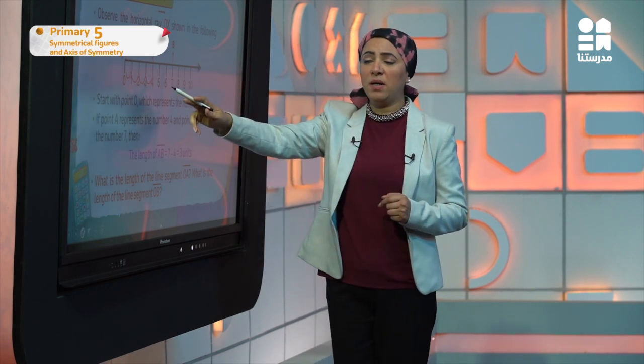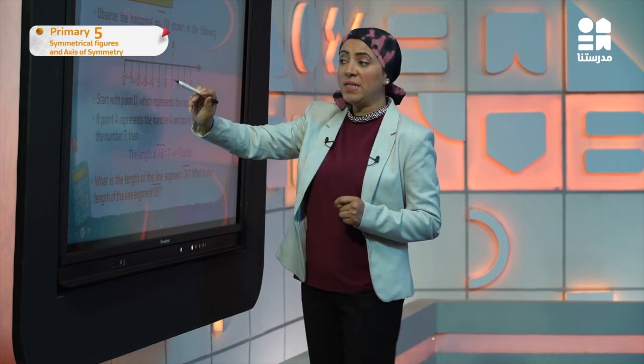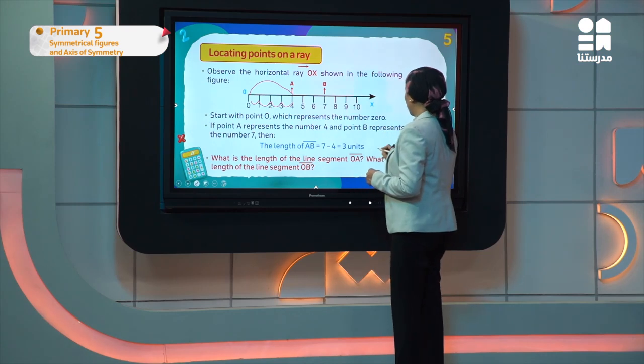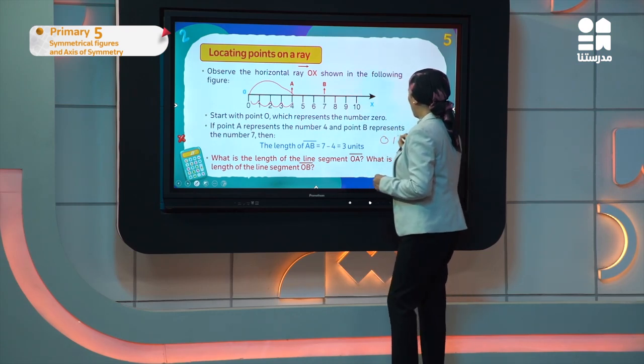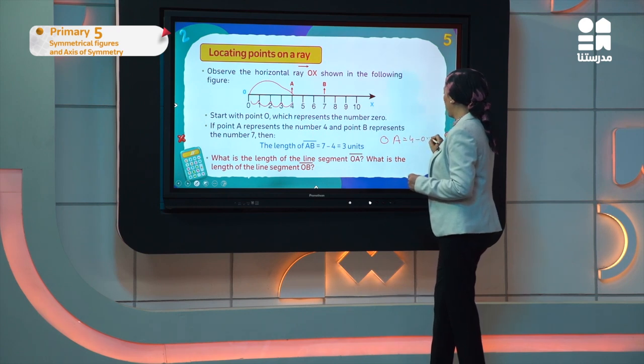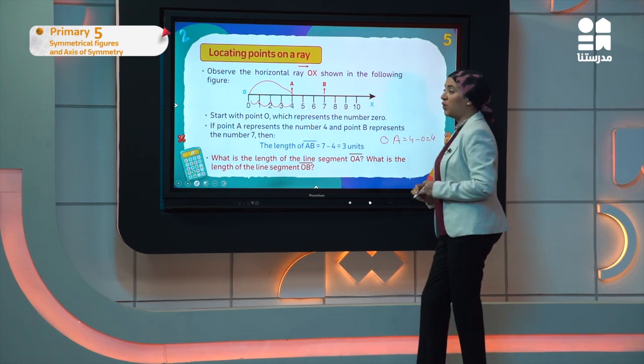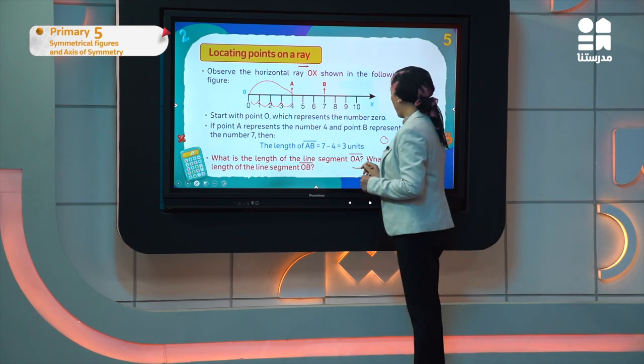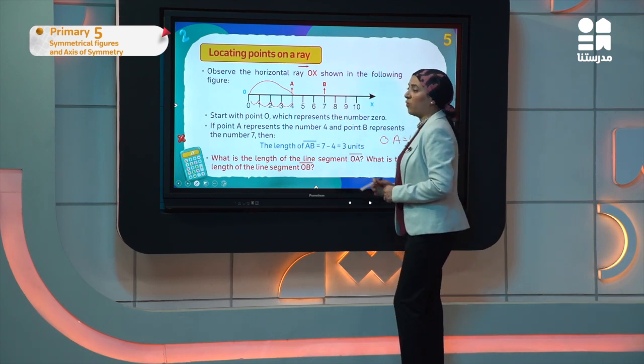Either count the number of units with my pencil, 1, 2, 3, 4, or check. The big point here is 4, so OA equals 4 minus 0, which is 4 units. Then the length of the OA line segment is 4 units.